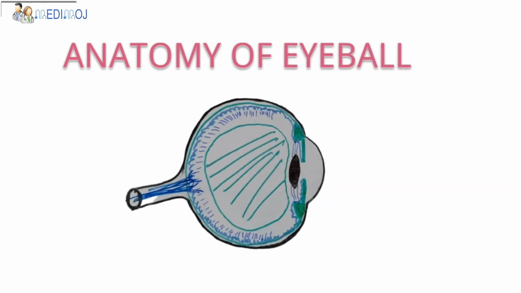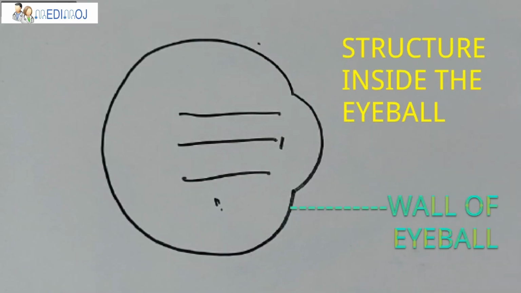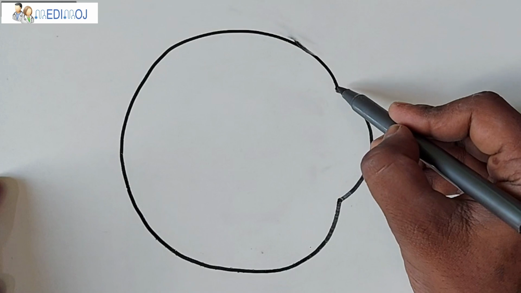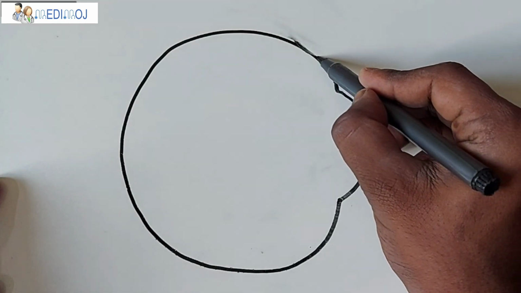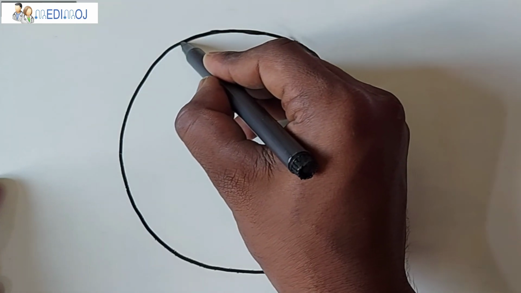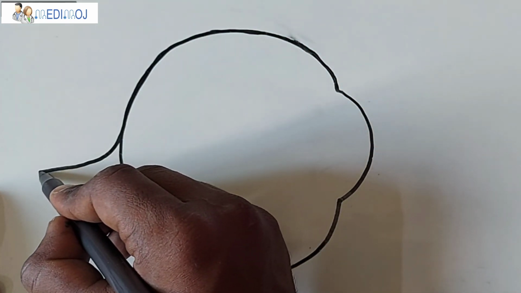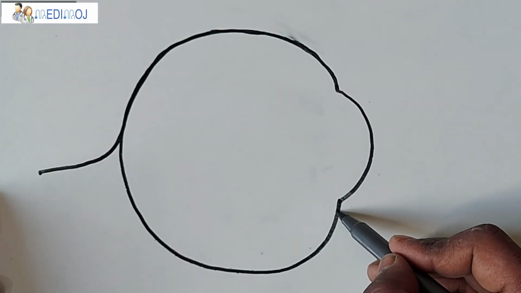Today our topic is anatomy of the eyeball. Today we will learn about the walls of the eyeball and the structures inside the eyeball. First, we will study the wall of the eyeball, and it has three layers. It has three components. The outermost layer of the eyeball is the protective layer.